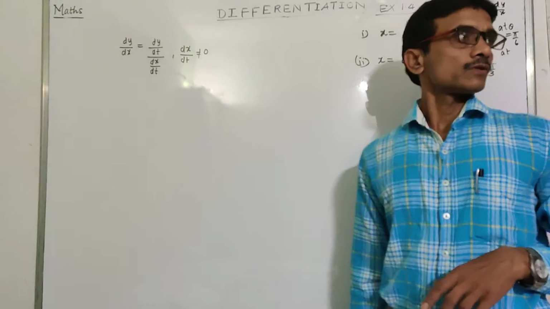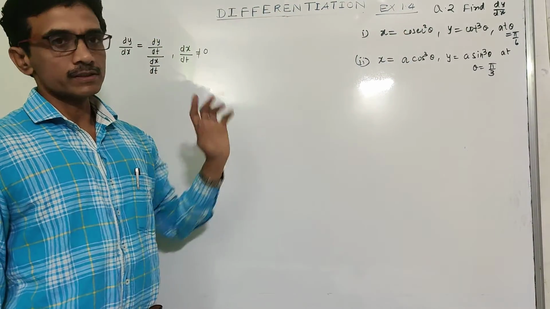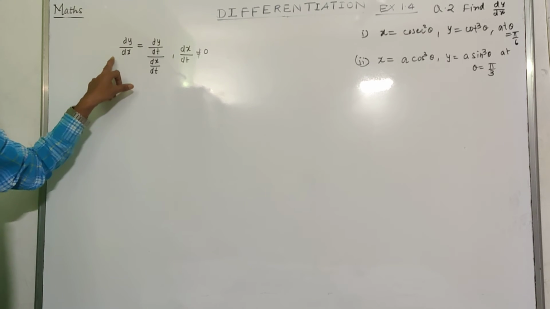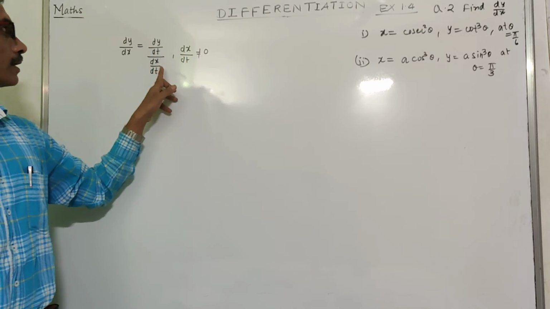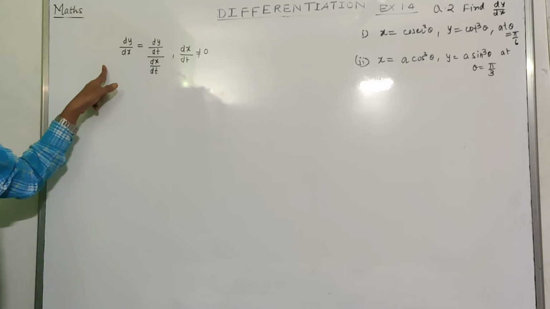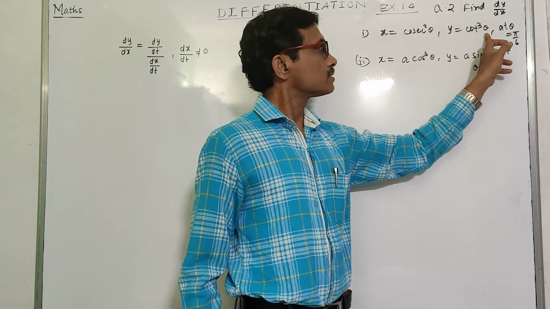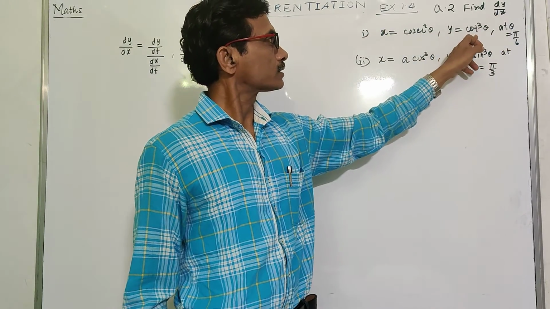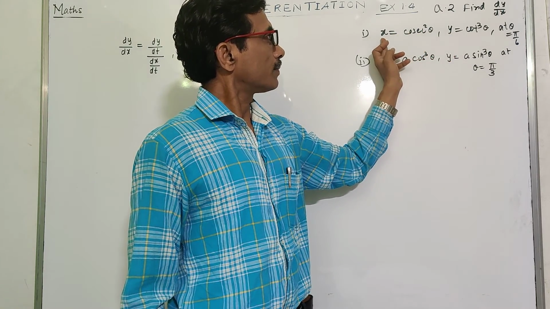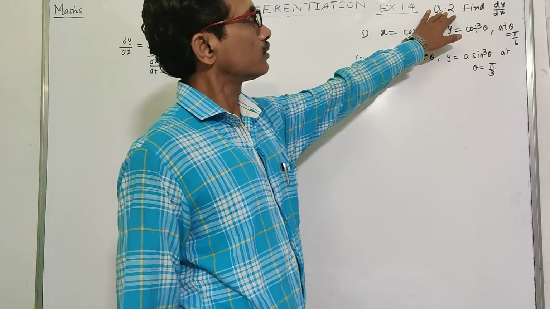We are going to solve question number 2 of exercise 1.4, differentiation. Derivative of a parametric function. The rule is: dy by dx is equal to dy by dt upon dx by dt, or dy by dx is equal to dy by d theta upon dx by d theta, where the parameter is theta. X and y are functions of theta. So dy by dx is dy by d theta upon dx by d theta. Let us start with question number 2.